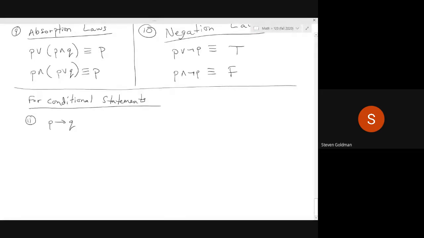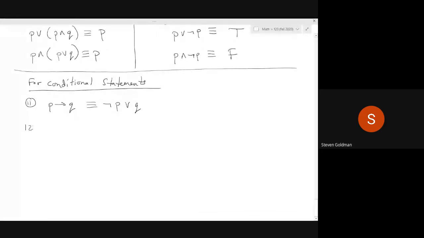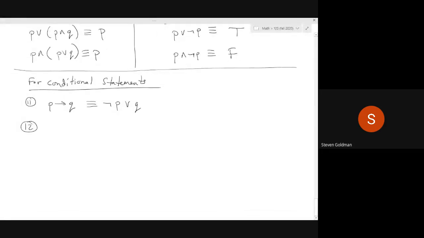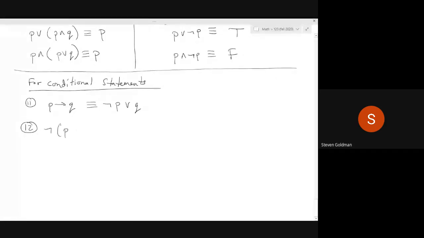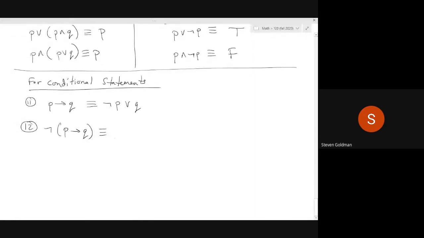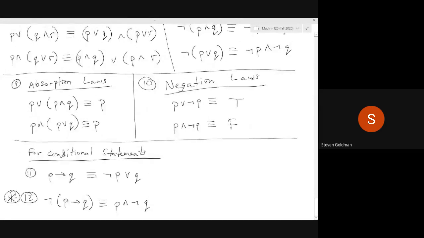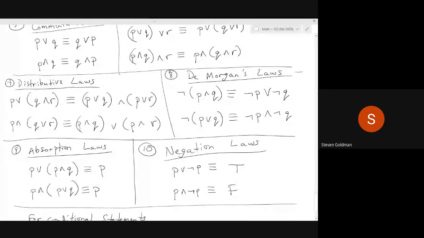P implies Q is logically equivalent to not P or Q. Number 12: the negation of P implies Q is equivalent to P and not Q. This one here is also important. We'll see that again when we do proofs in section 1.7. And let me also put a star by De Morgan's laws.